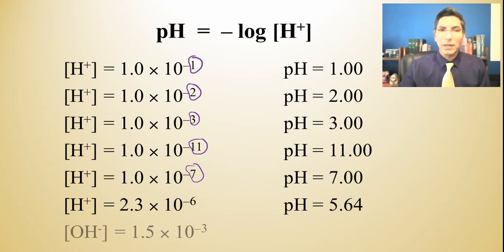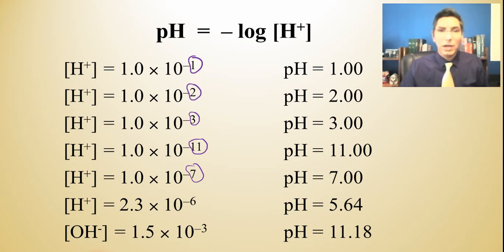Now, what if we have something like this? If we're given the hydroxide concentration, can we still find the pH? Well, we certainly can, can't we? We have to do that other step first and calculate H plus from that. So we'd have to do like we did in the last slide here. Take 1 times 10 to the minus 14th, divide it by 1.5 times 10 to the minus third, and we get that the H plus concentration is about 6.67 times 10 to the minus 12th. And then we take the negative log of that number, and we find that the pH is about 11.18.